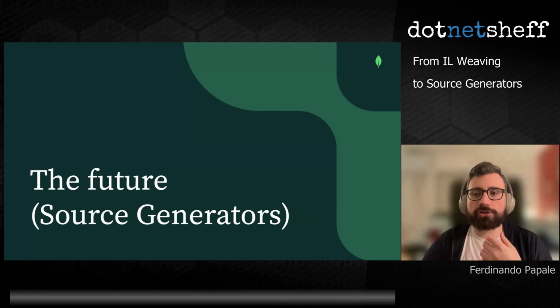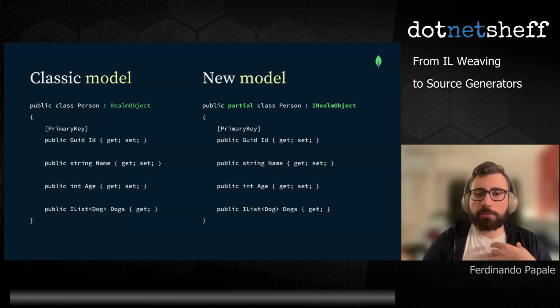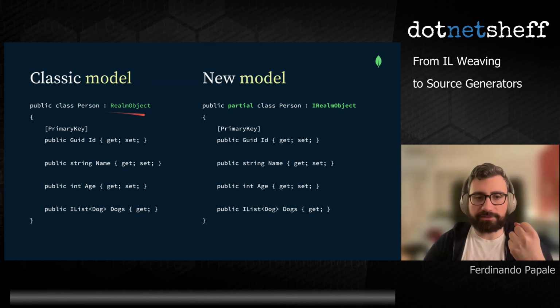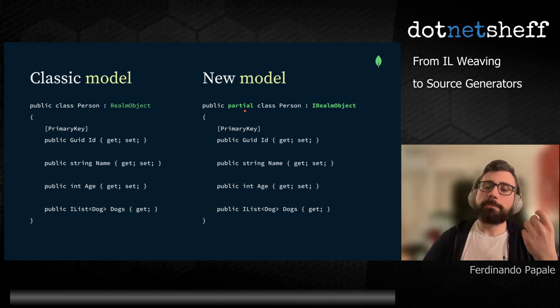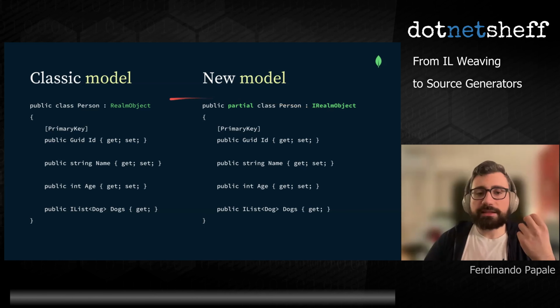The change to source generators also allowed us to make some changes to our source code and to the model definition. What you have here on the left is the model definition that you had before with the weaving approach. You have your class, the properties, and then the base class, Realm object. With the new model, the property definition is 100% the same. The only difference is that now you need to have a partial keyword here, and then instead of having a base class, you can have an interface.